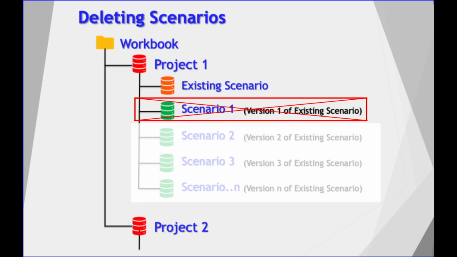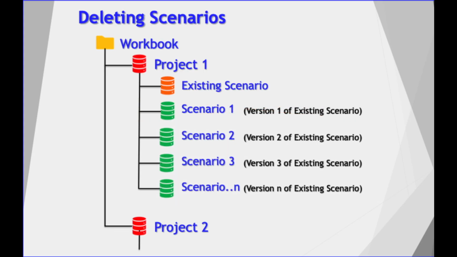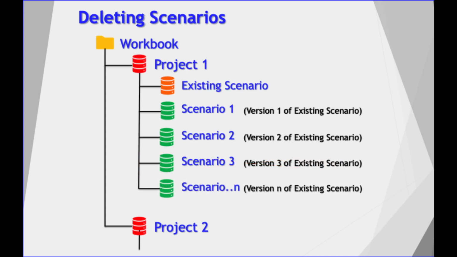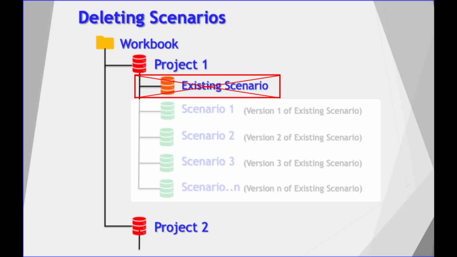Now, say you wanted to delete scenario 3. You would just select it, then select Delete to get rid of it. That's fine, but it would delete any scenarios under it that originated from scenario 3. All scenarios above scenario 3 would remain untouched. So if you then decide to delete the original scenario, it would also delete scenarios 1, 2, and 3 below it.